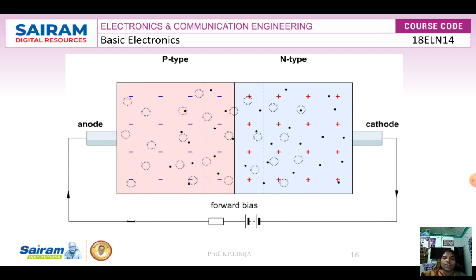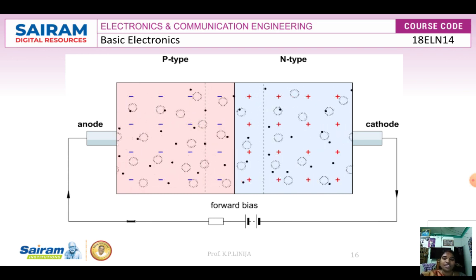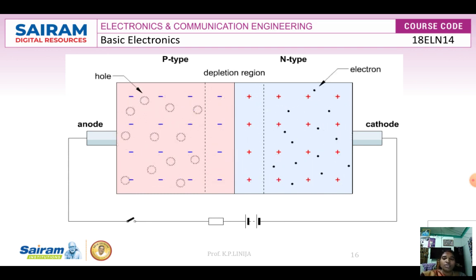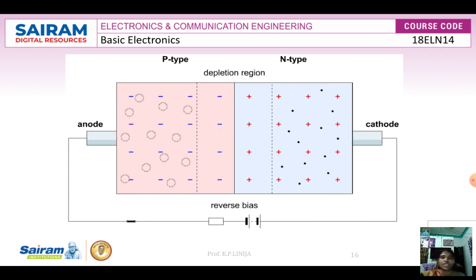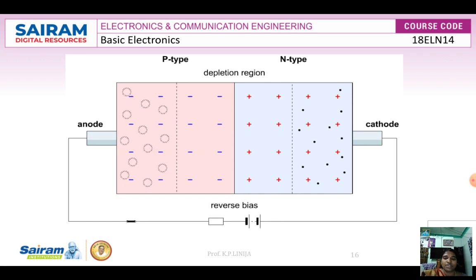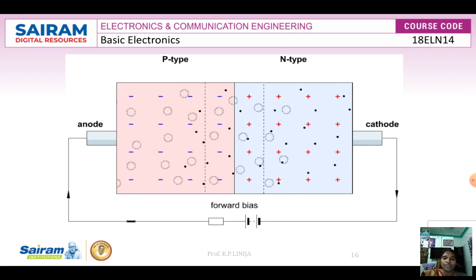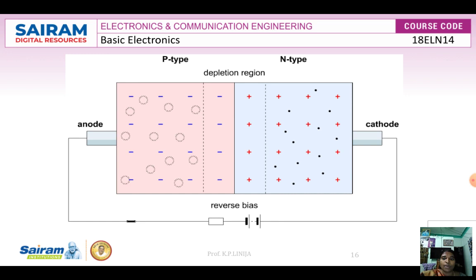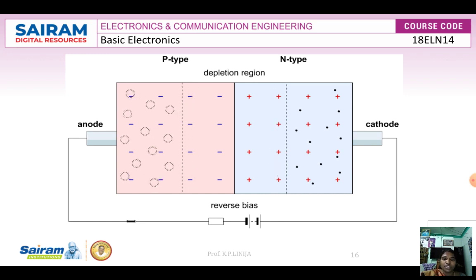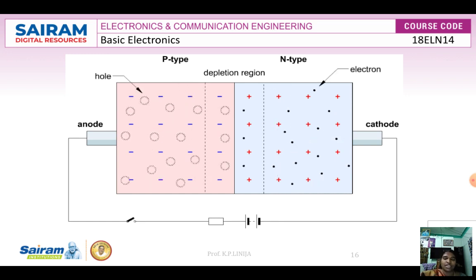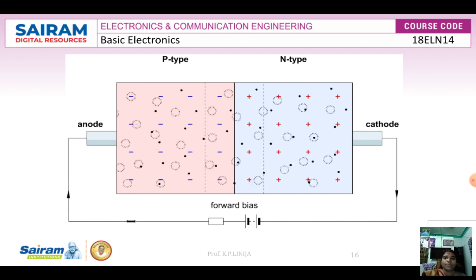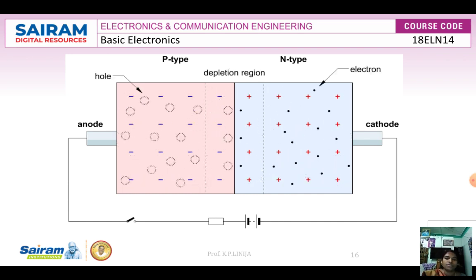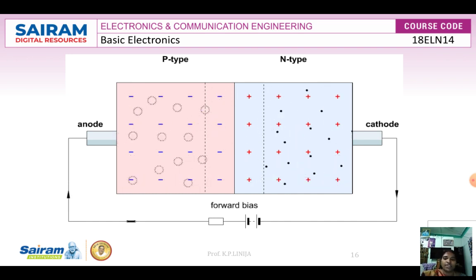What we have studied is that in forward bias, the electrons and holes move towards the depletion region, and in reverse bias the depletion region is widened. Opposite poles attract each other, negative to positive, positive to negative. Therefore the depletion region is widened. Here we can clearly see that.